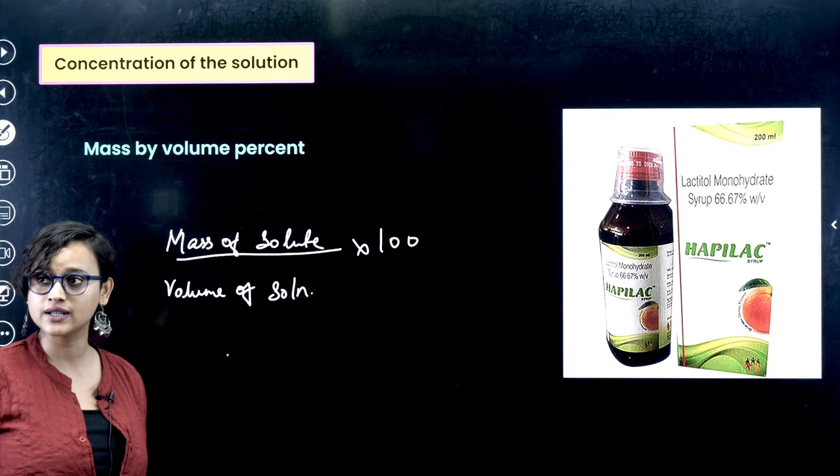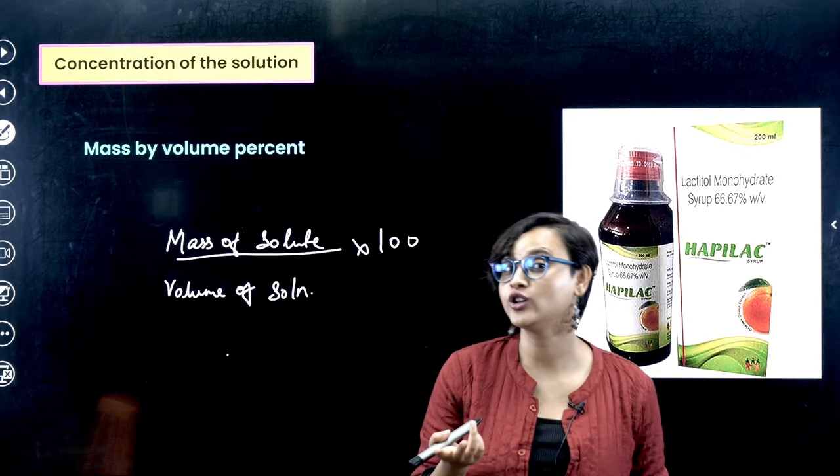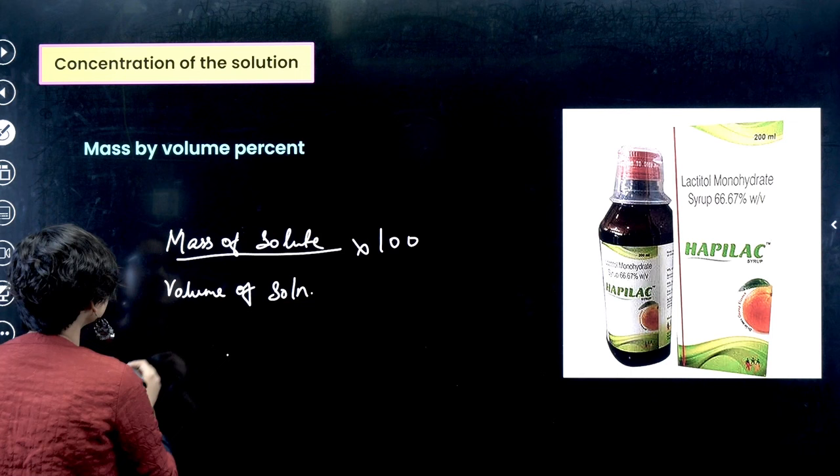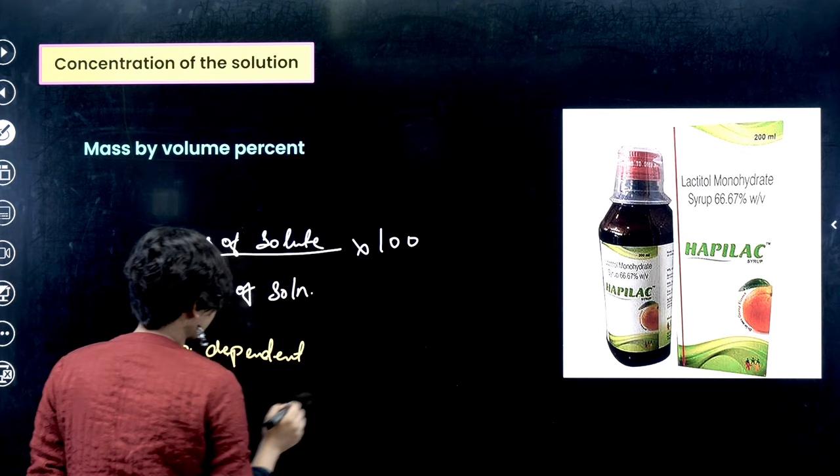Yes, everybody. Now tell me something. Do you see that in the denominator there is volume? That means that volume changes with temperature, isn't it? And if volume does change with temperature, that means this is also temperature dependent. So if you change temperature, this will change. So this term is temperature dependent. All right, moving on.